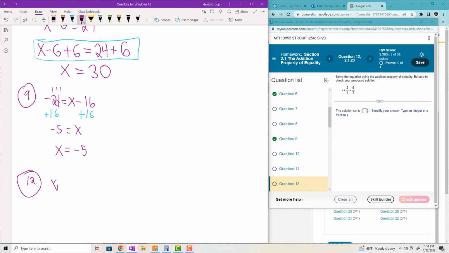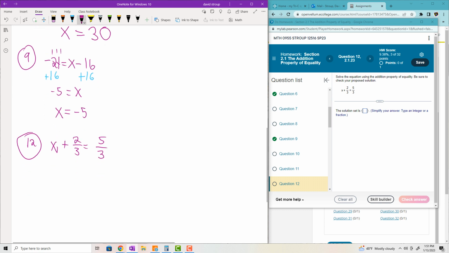Let's try this one. So I got x plus 2/3 equals 5/3. And so I'm going to subtract 2/3 from both sides. Usually when I do this, I have a little bit more work to do if I don't have a common denominator, right? Here I have a common denominator though, so it's pretty simple. I just subtract the numerators over the common denominator. So it would be 5 minus 2 all over 3. So x will equal 3 over 3. So x will equal 1.